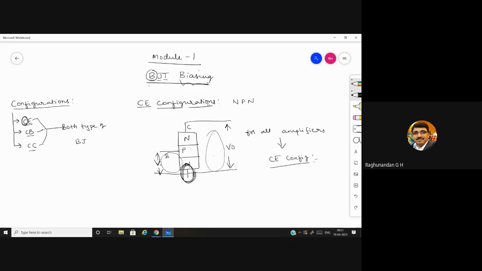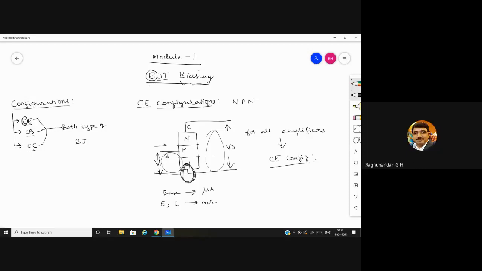So how can we come to know it is going to give high gain? See, I told you the base is lightly doped. The base current always will be in terms of microamps, but the emitter and collector currents will be in terms of milliamps. Among milli and micro, which is greater? Milli is greater, right?